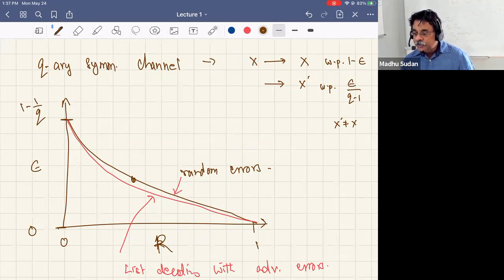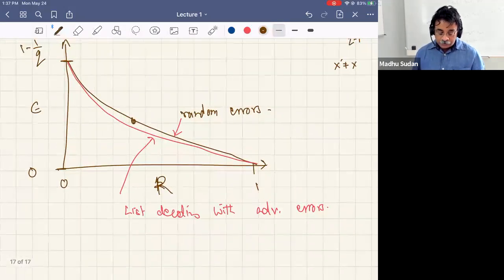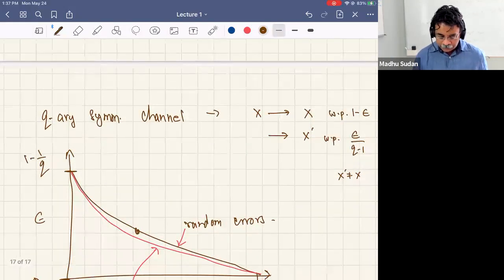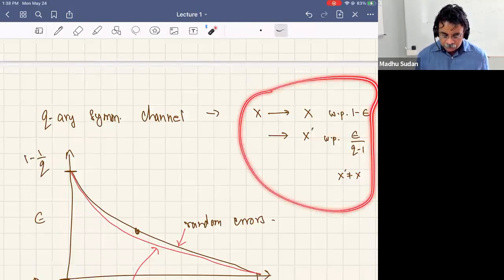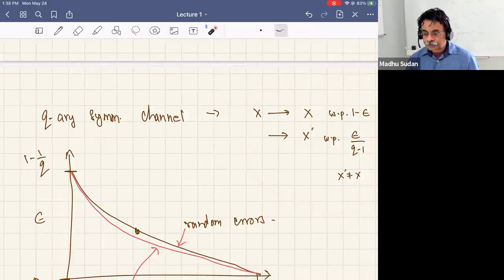What's the difference between adversarial and random errors? With adversarial errors, you're allowed to change an arbitrary fraction of the code word, and because these are very malicious errors, we allow the decoder to output a list of messages. With random errors, you just pick every coordinate independently at random according to this distribution. If that didn't answer the question, feel free to ask again.